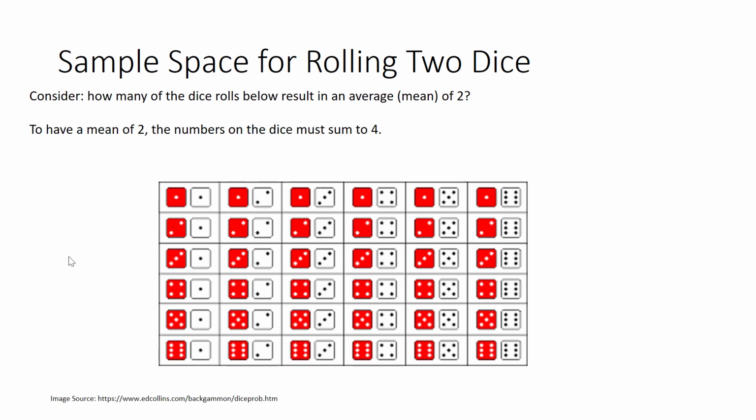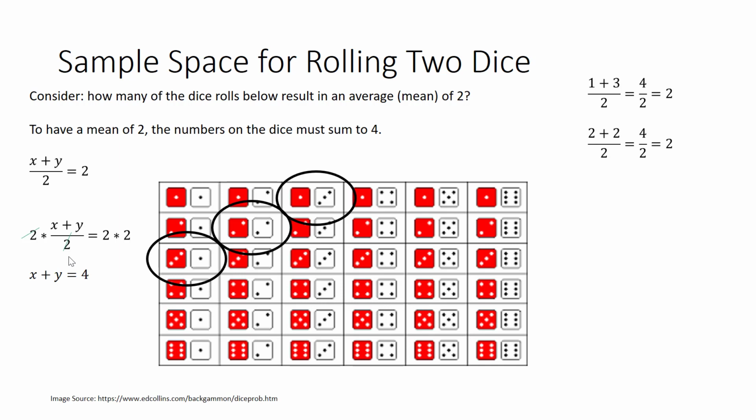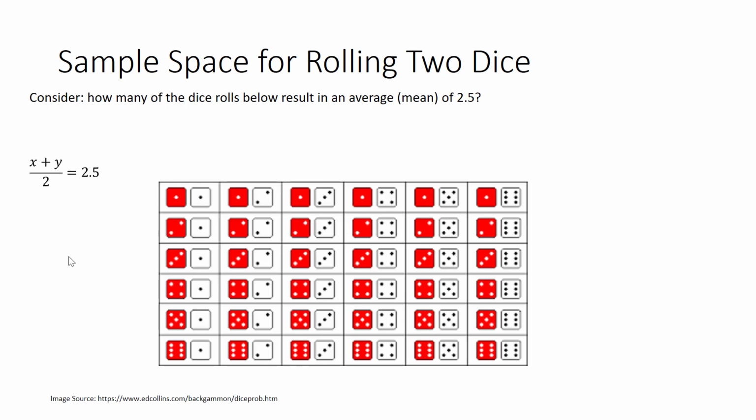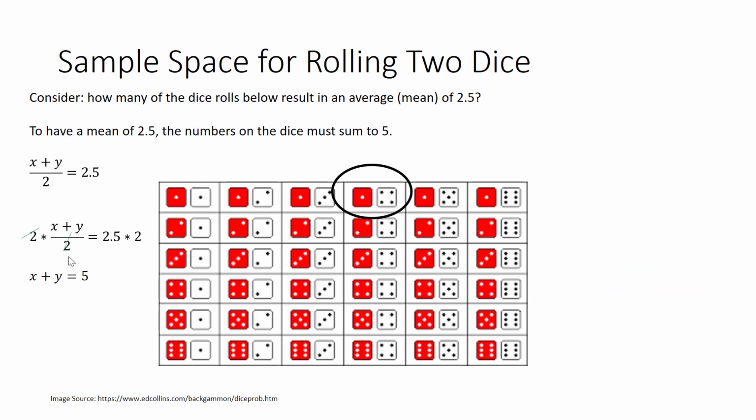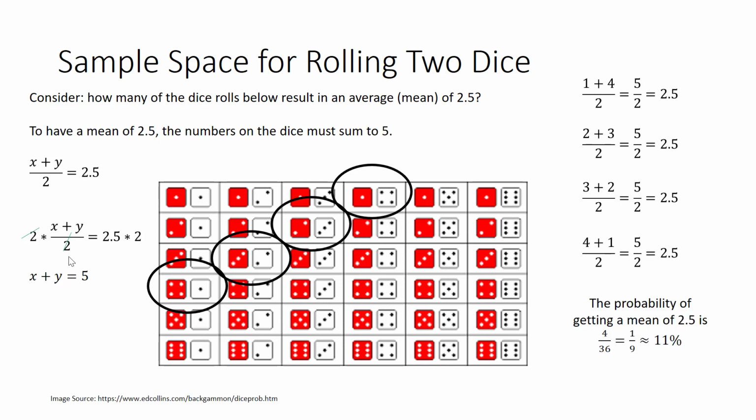Let's keep going. What about the average of 2? So there's several ways that this can happen. We could have a 1 and then a 3. We could have a 2 and a 2. Or we could have a 3 and then a 1. So as you can see, we have a probability of 3 over 36 for this outcome, or about 8%. As we keep going along, looking at finding an average of 2.5, there are 4 different ways this can occur, which gives us 4 out of 36, or about 11% probability of getting an average of 2.5.